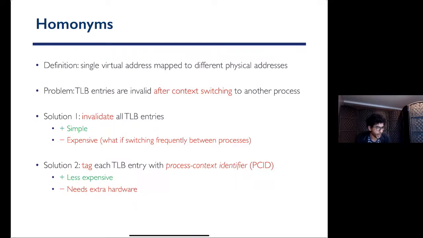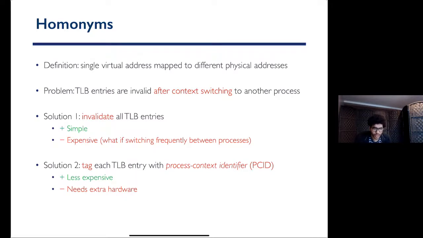What are homonyms? Homonyms are single virtual addresses that are mapped to different physical addresses. Now you might ask, is it even possible to have a single virtual address mapped to 2 different physical addresses? The answer is yes. So you could have a single virtual address in process 1 mapped to a single physical address, but then the same virtual address in process 2 could be mapped to a different physical address. So I might have a single virtual address in one process mapped to a physical page, and in another process mapped to another physical page.